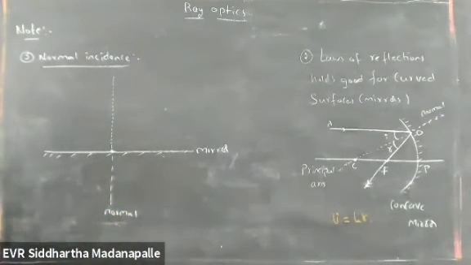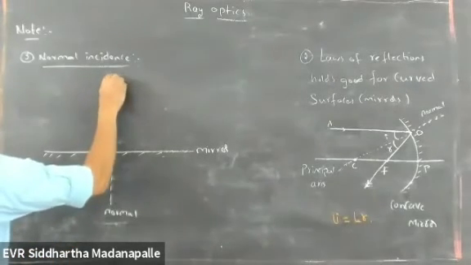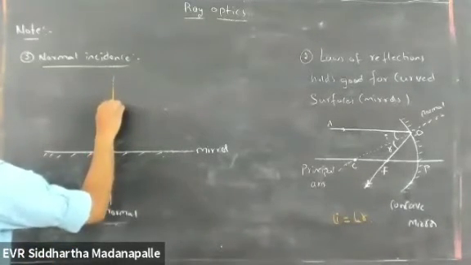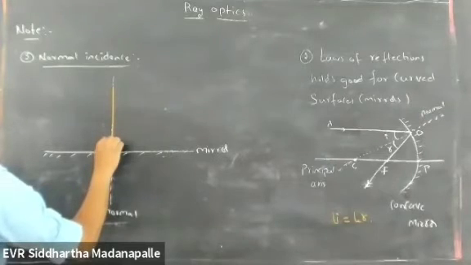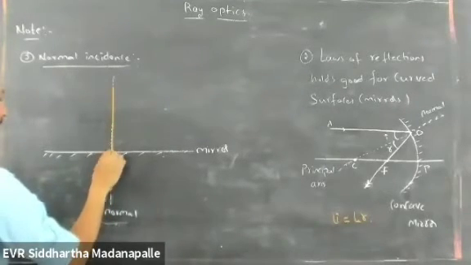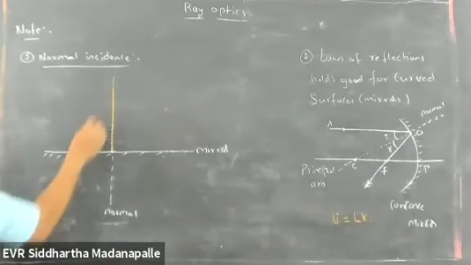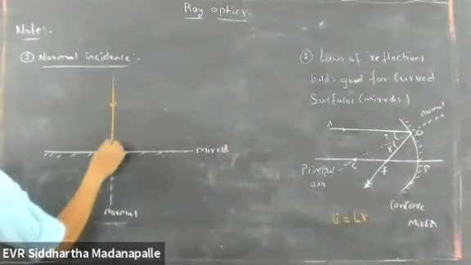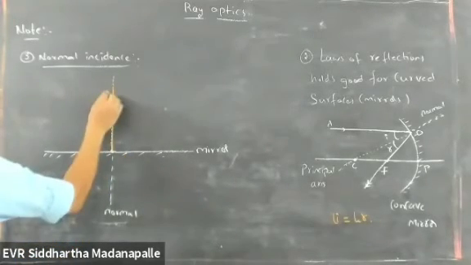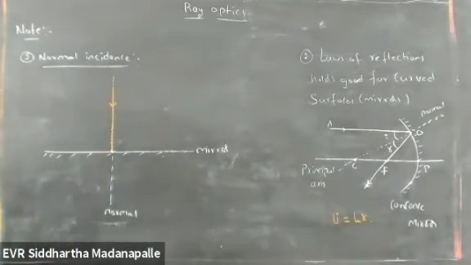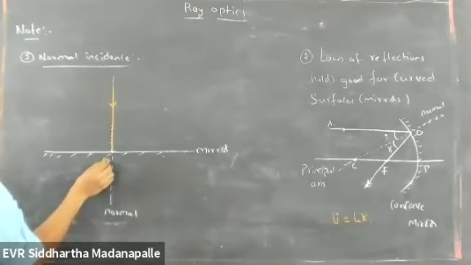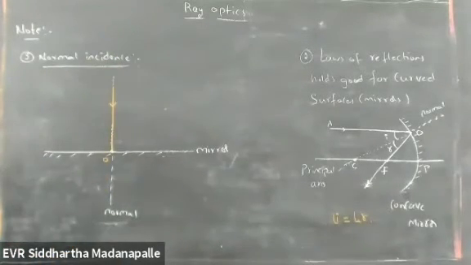Now, if the incident ray is incident normally on the mirror, then it is called normal incidence. This is the normal incidence, right? Here I am taking this as the incident ray, and O is the point of incidence. At the point of incidence I have drawn the normal, right?